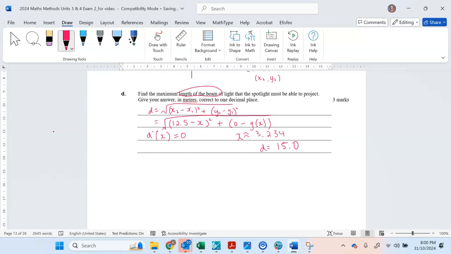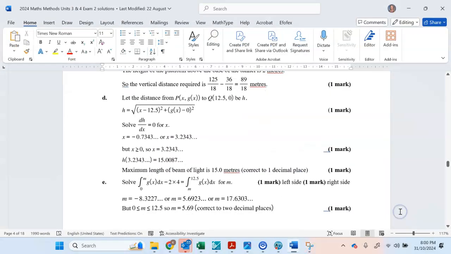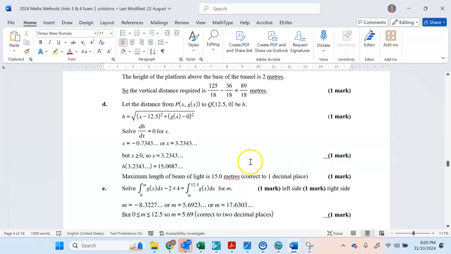And that's in meters. The question gives us the unit of measure, so you don't have to write it again. Just 15 meters is fine. Just quickly looking at the solutions, you can see they don't have much either. So pretty much the same as what I did. Just with their distance formula, I think they had the coordinates around the other way. It doesn't actually matter because when you square them, a negative number becomes positive anyway. So no biggie there.